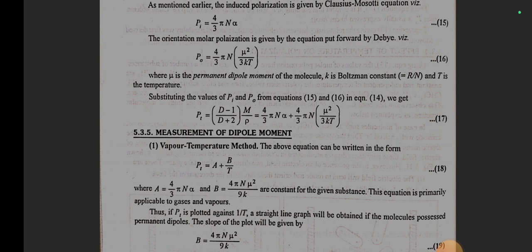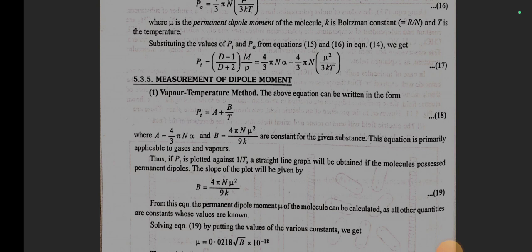Substituting the values of Pi and P naught from equations 15 and 16 in equation 14, we get Pt is equal to (d minus 1) upon (d plus 2) into M by rho is equal to 4 by 3 pi N alpha plus 4 by 3 pi N into mu square upon 3 kT.